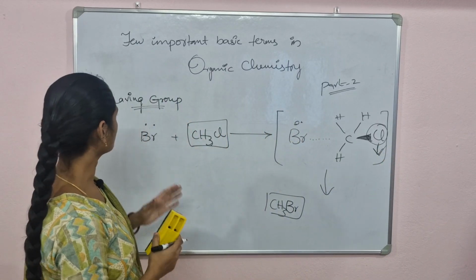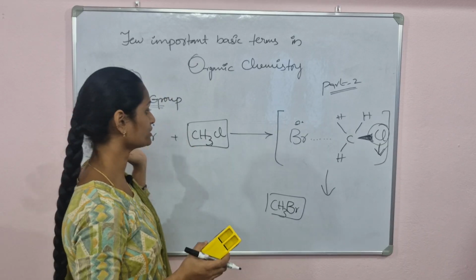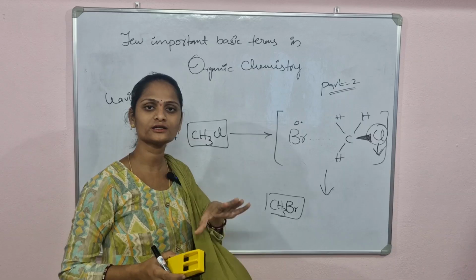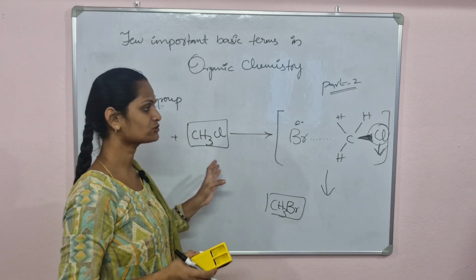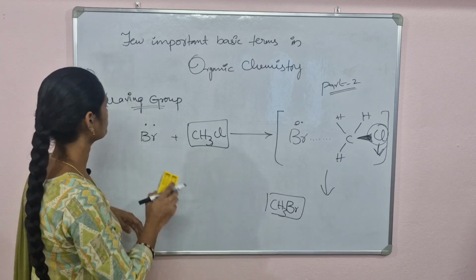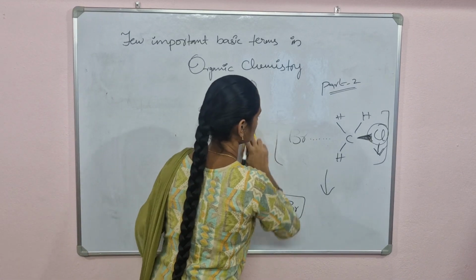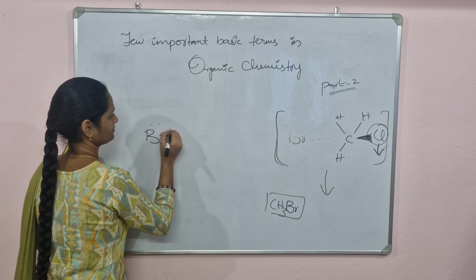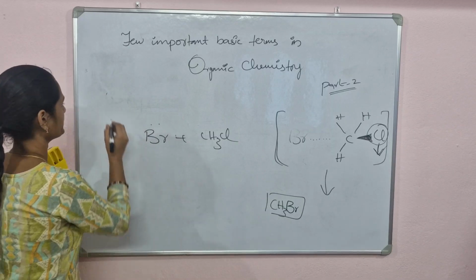Okay, I think you have got an idea about what a leaving group is. In any reaction, the group or atom which tries to get detached from its molecule is called a leaving group. And the next important term is transition state. Okay, I'll put it here. Transition state.